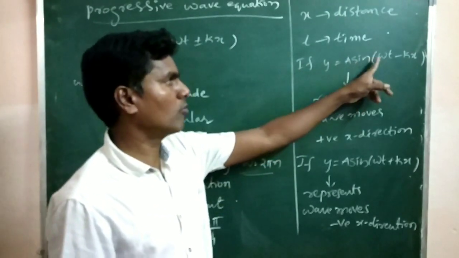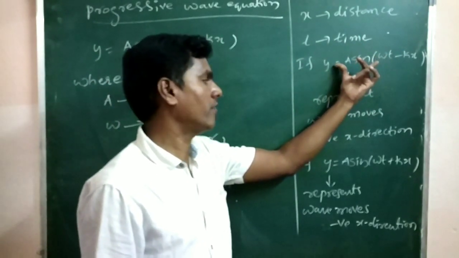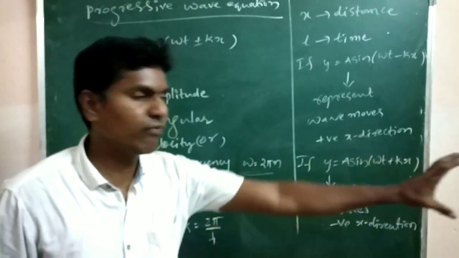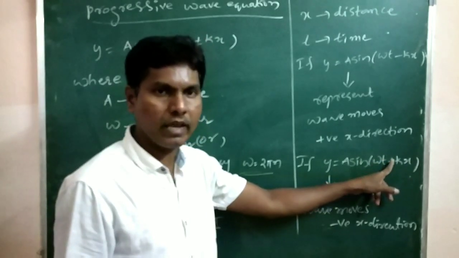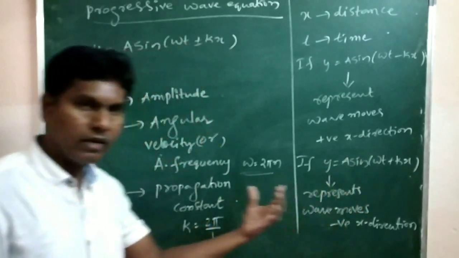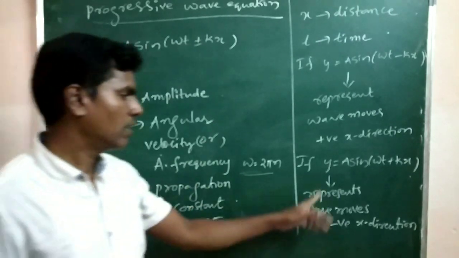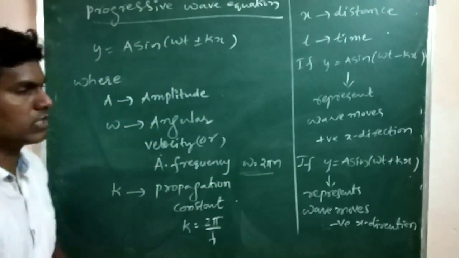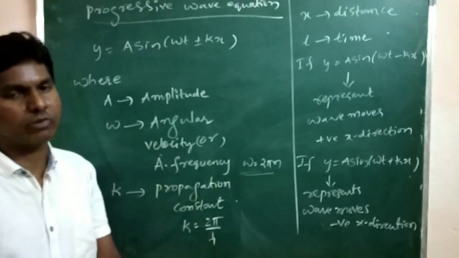Y is equal to a sine omega t minus kx. If we take this equation, this wave displacement equation represents a wave that moves in the positive x direction. It moves in the forward direction. If y is equal to a sine omega t plus kx, this represents a wave that moves in the negative x direction, meaning it is coming in the backward direction. So minus of minus gives plus, omega t plus kx. These are the progressive wave equations, in either the positive direction or the negative direction.